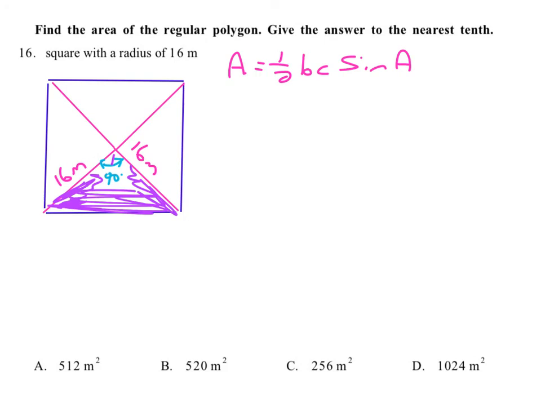So let's just do that. Let's just do 4 times, because there's going to be 4 of them, times 1/2 times, what is one side length? 16. What is the other side length? 16. And then the sine of what's the angle? The angle is 90. So the sine of 90. And let's type all that into our calculator and let's calculate what we get.